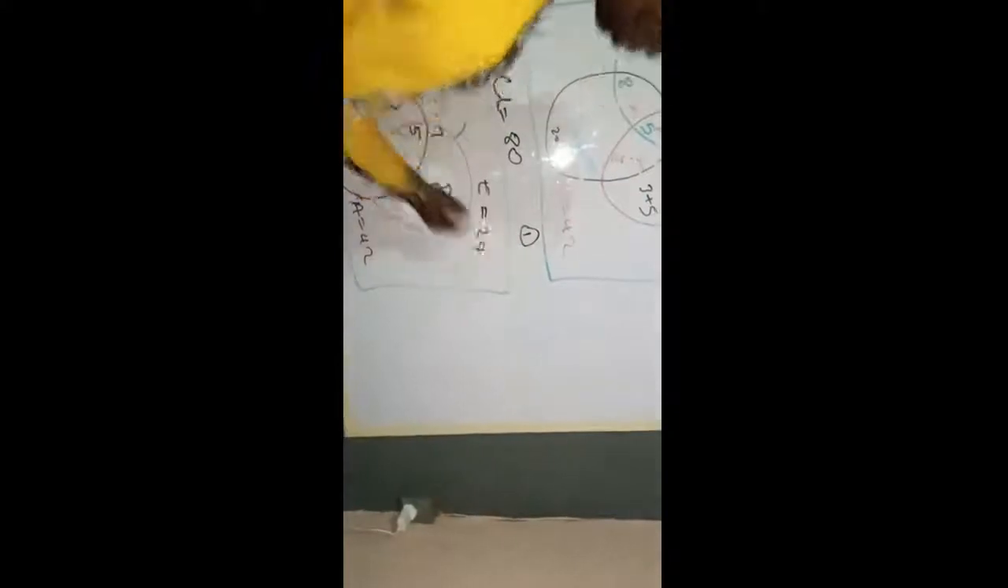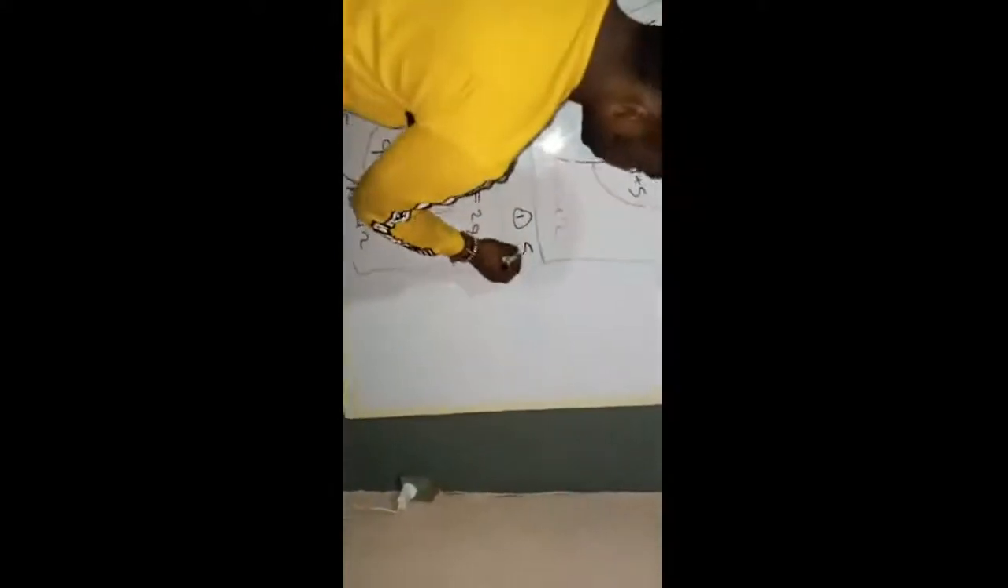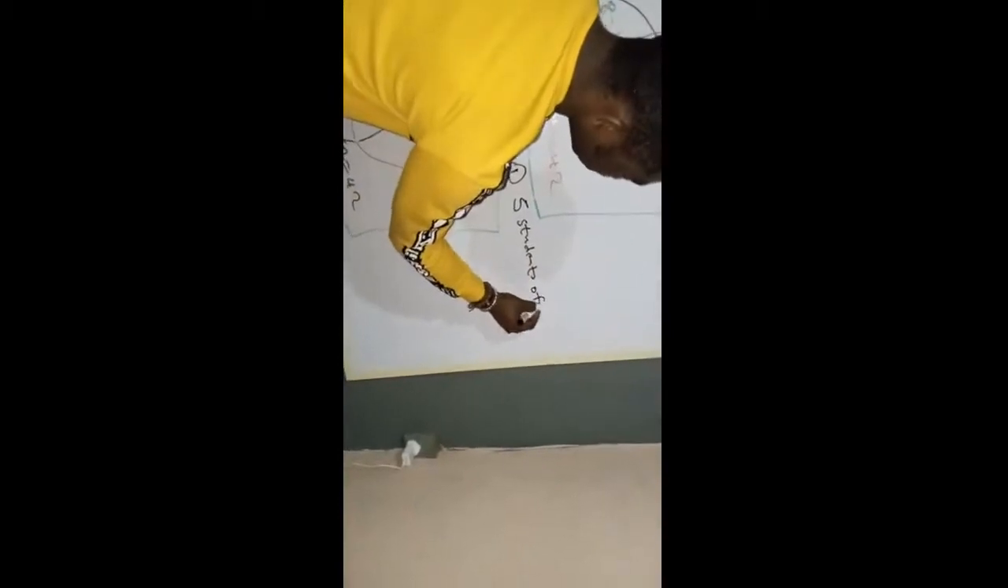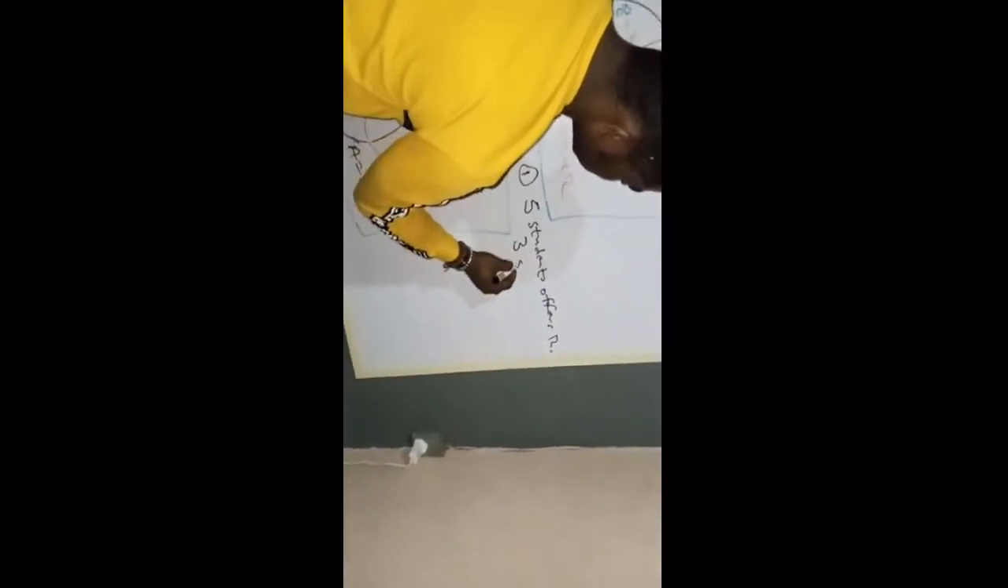Now, the question that was asked, how many students over the 3 subjects? That was very simple. Question 1. 5 students over the 3 subjects.